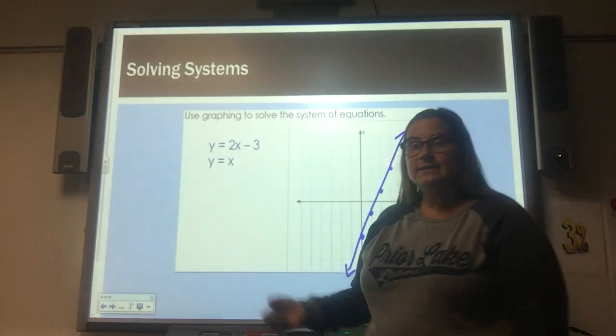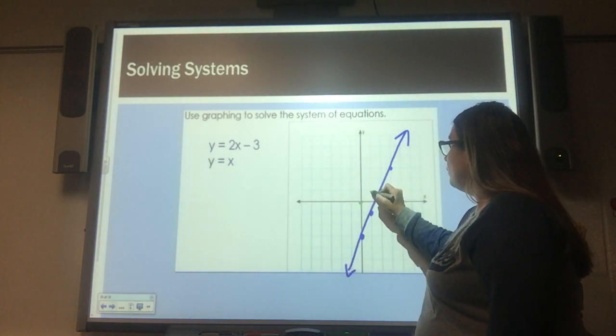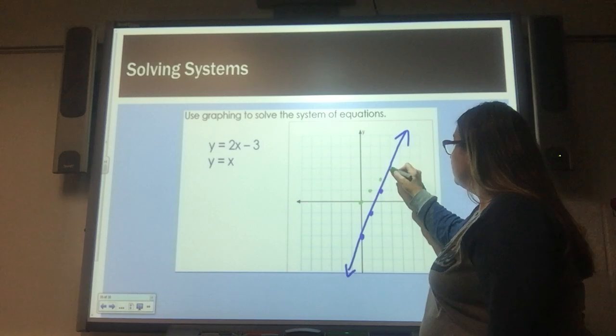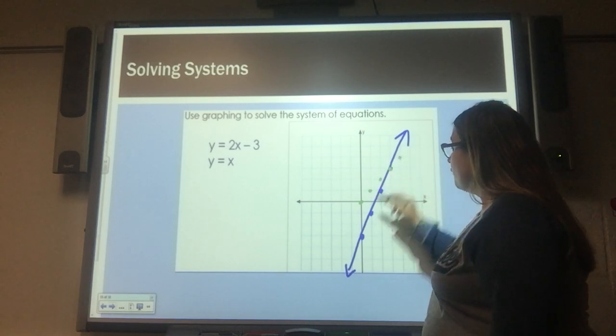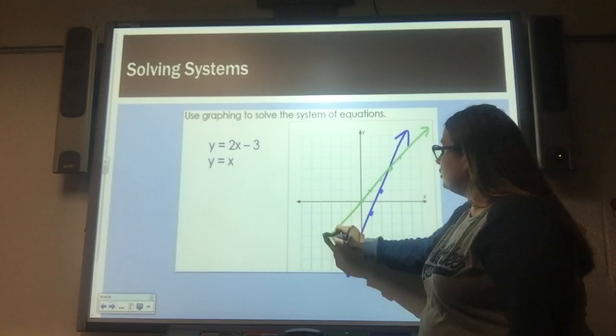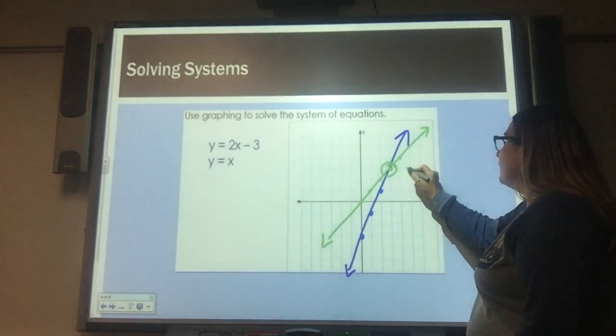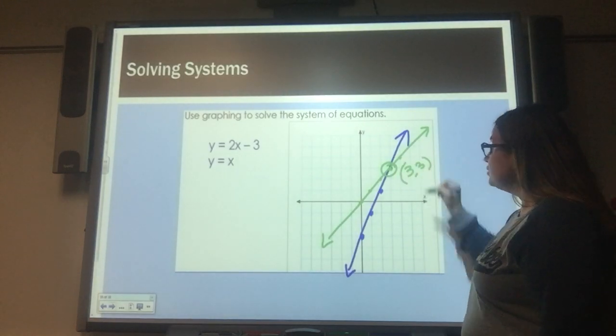Y equals x, that means whatever x is, y is. So 0, 0, 1, 1, 2, 2, 3, 3, 4, 4, and we're going to graph it that way. And you're going to notice that in this case, they intersect at 3, 3. 3, 3 are nice numbers.